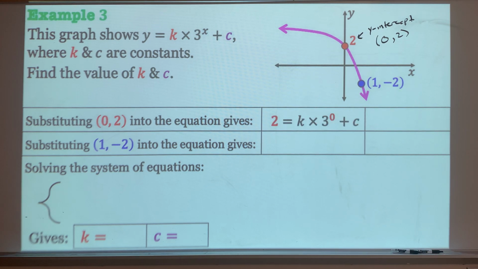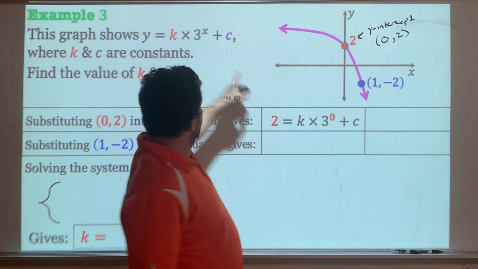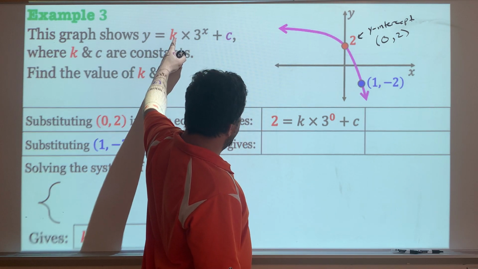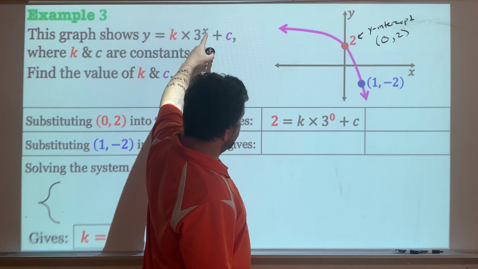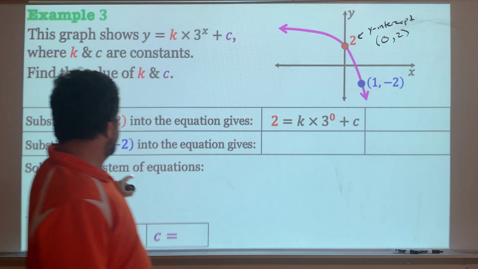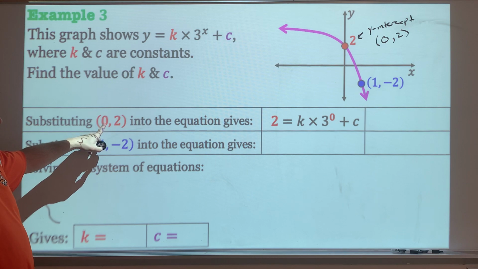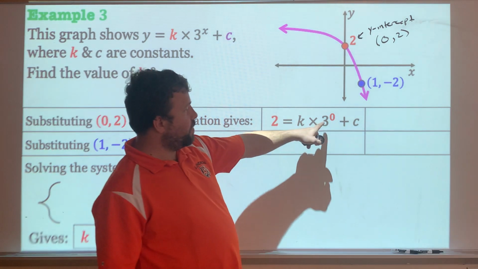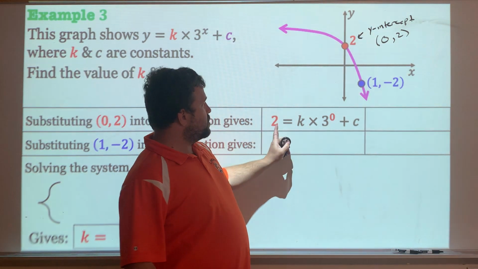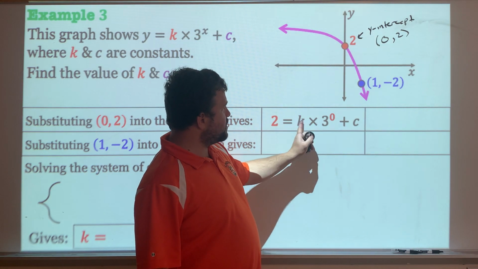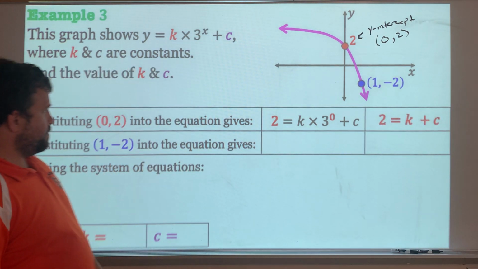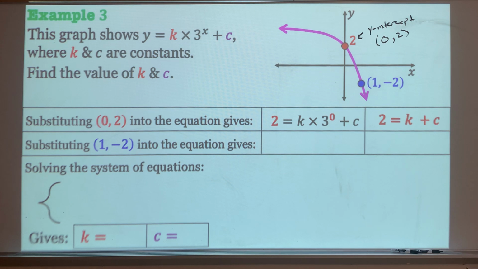So what you should have done was 2, which is my y, equals k times 3 to the 0, which is your x, plus c. 3 to the 0 power equals 1. So 2 equals 1 times k, so 2 equals k plus c. That's your first equation. So I want you to use that information now to find your next equation.